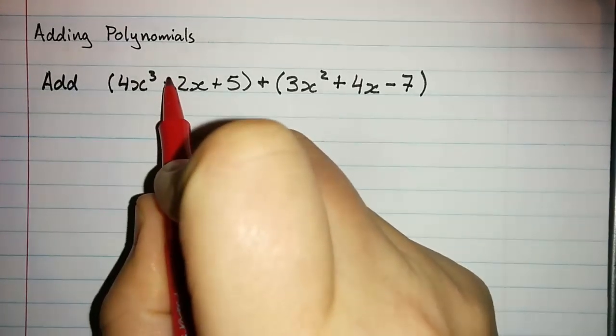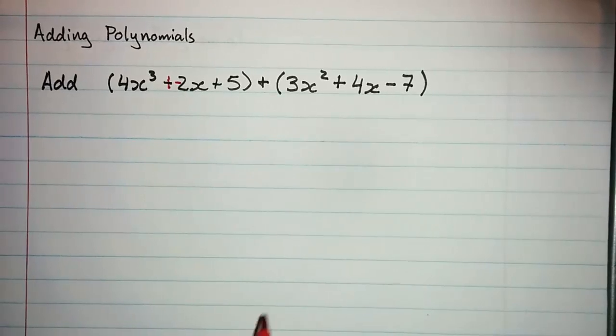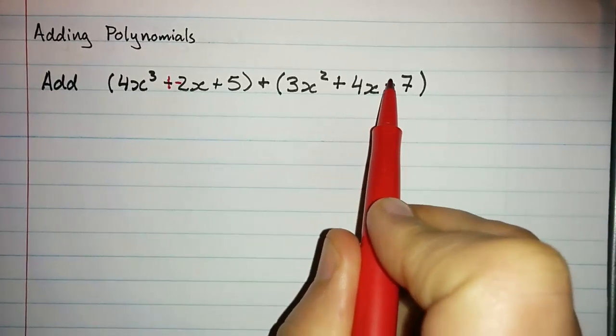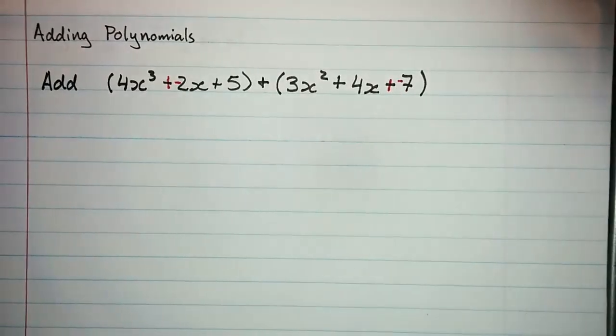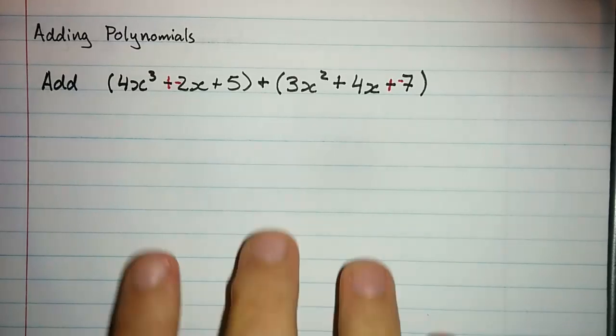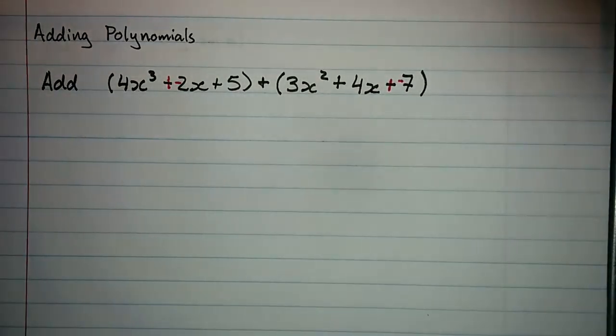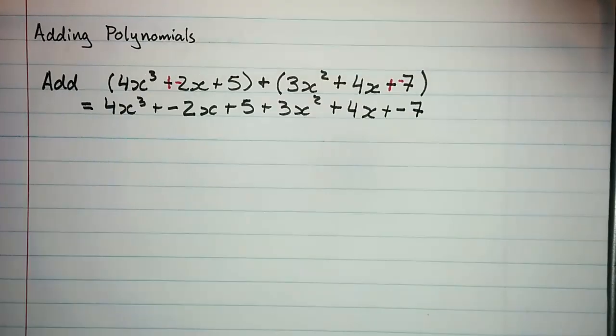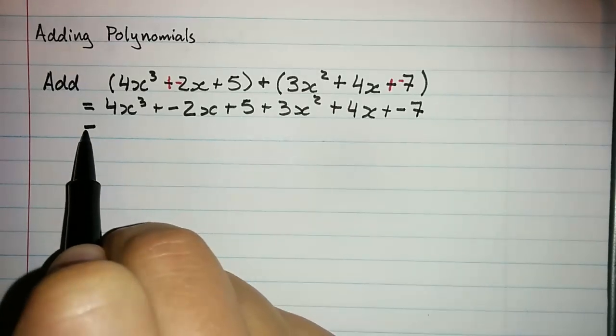Remember, minus 2x means plus negative 2x. Minus 7 means plus negative 7. Now we're going to use the associative property to stop writing these parentheses. And now we're going to use the commutative property to rearrange the terms so that like terms come together.